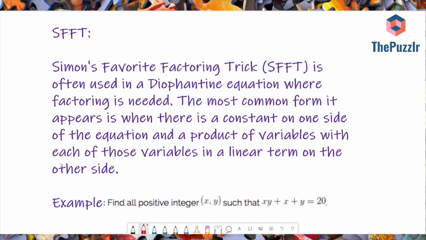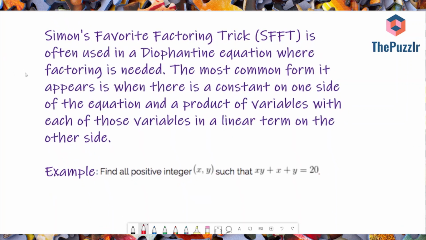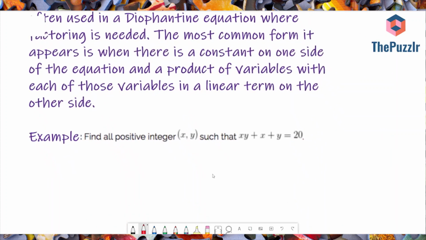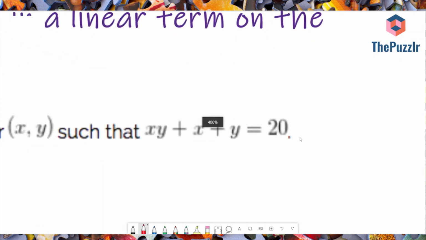So the most common form it appears is when there is a constant on one side of the equation and a product of variables with each of those variables in a linear term on the other side. Now that's just a bunch of words. Let's look at a practical example and you'll see what I'm talking about. So find all positive integers x, y such that xy plus x plus y equals 20.